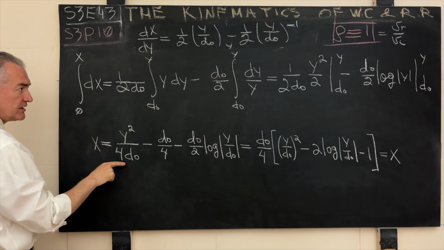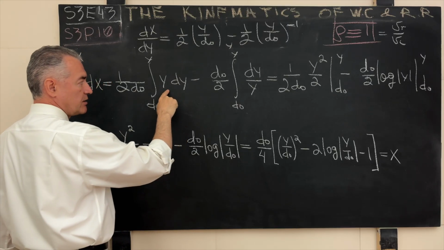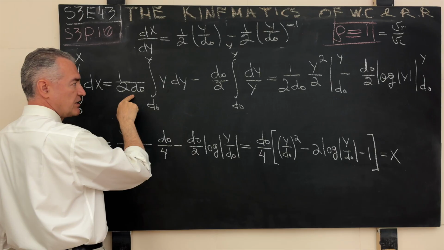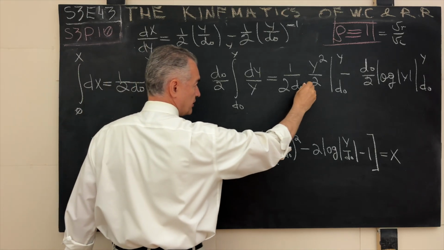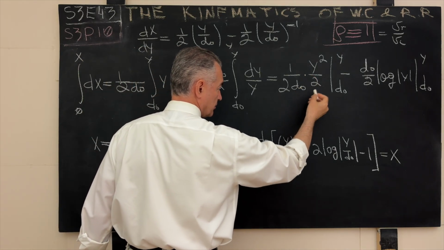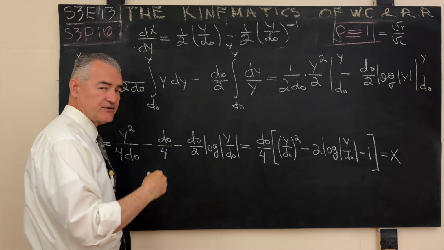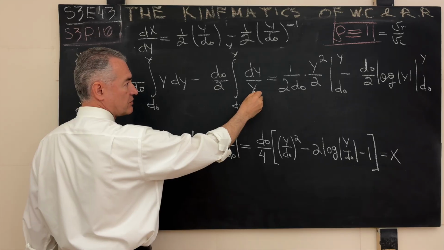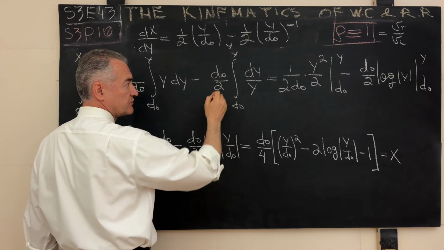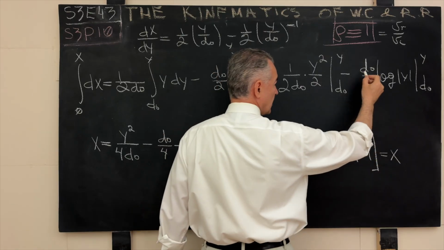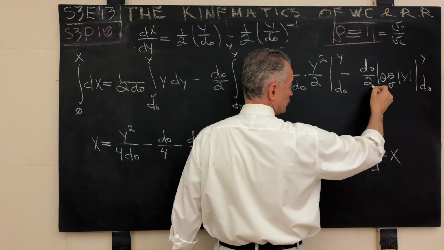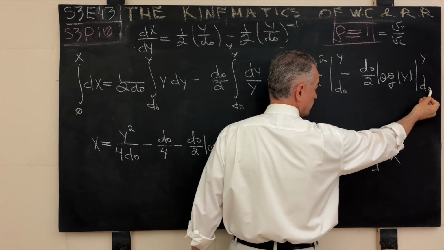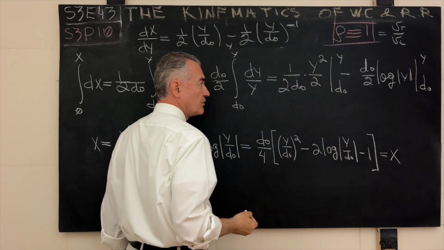Here we have x again. And this integral is a baby integral, y squared over 2. When 2 and 2 collide in the denominator, they generate 4. But I wrote it down for you here so that you can follow the computations in a very transparent manner. Likewise, for this integral over here, we have the logarithm of the absolute value of y, d0 over 2 times the logarithm of y evaluated between the boundaries of d0 and y.